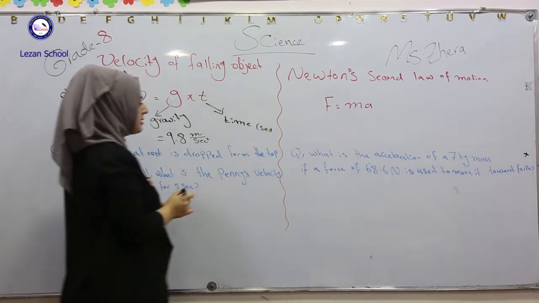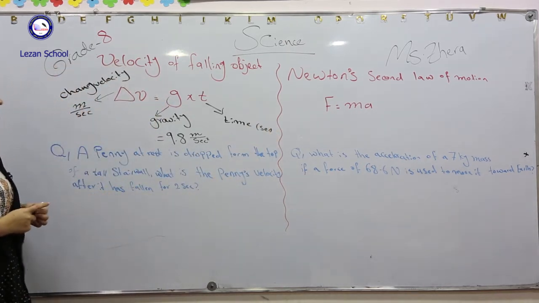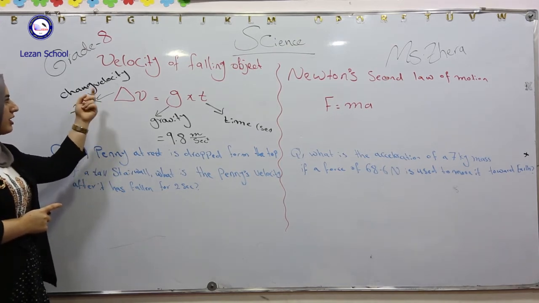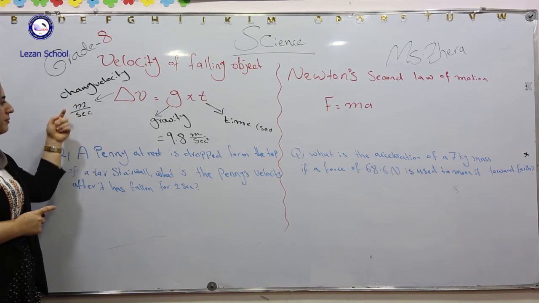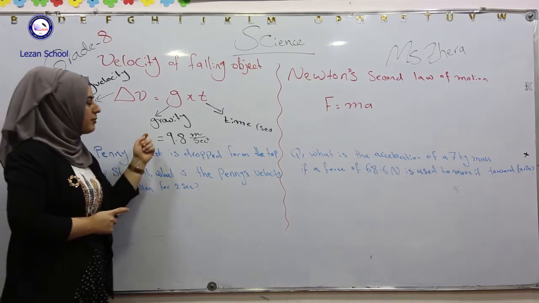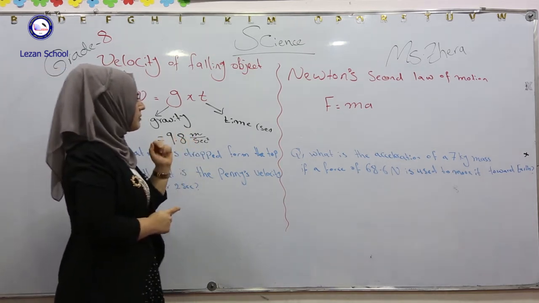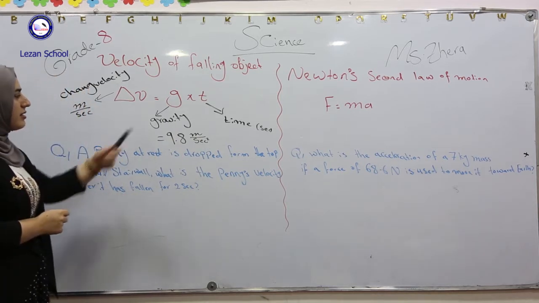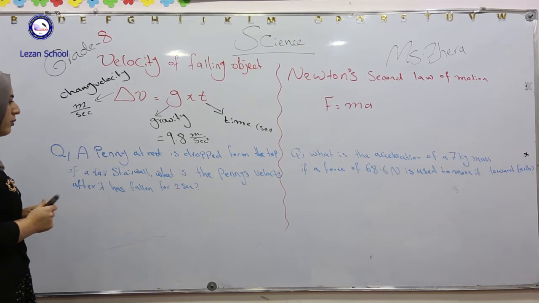Here we will use seconds. So the rule says delta V equals G times time. Delta V is the change in velocity, measured in meters per second. G is gravity, 9.8 meters per second squared. T is time, measured in seconds. To understand this rule, we have a question here. We will solve the question.